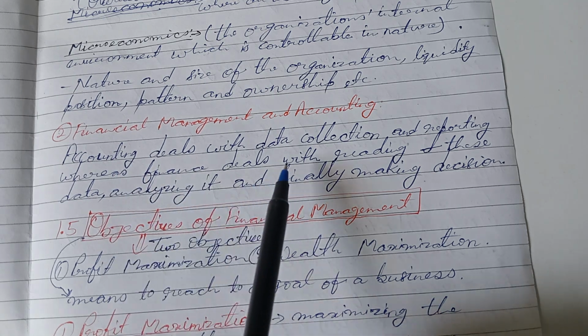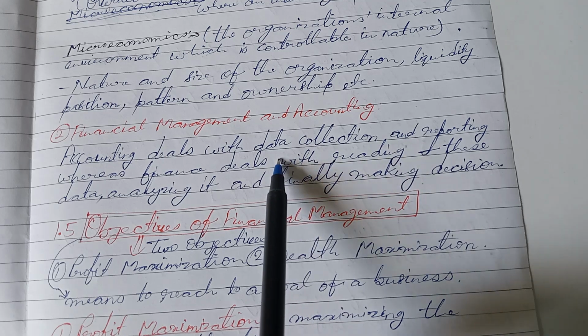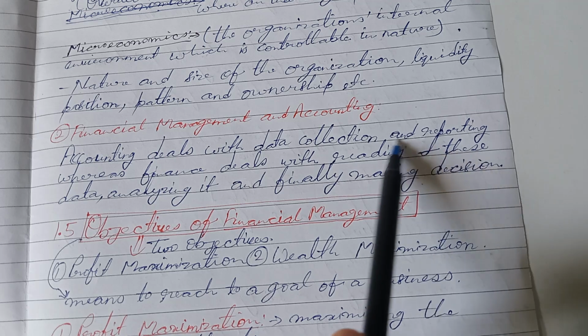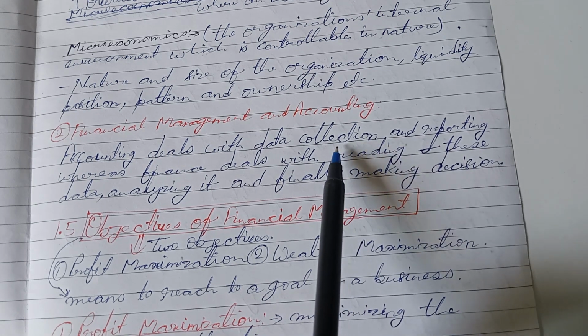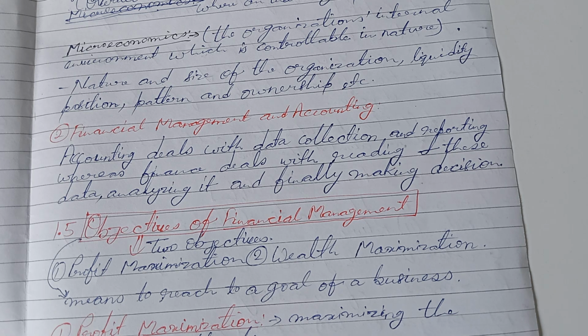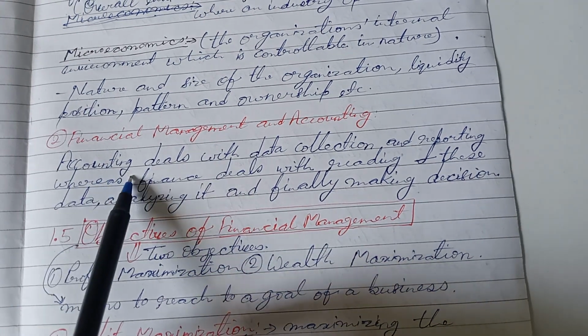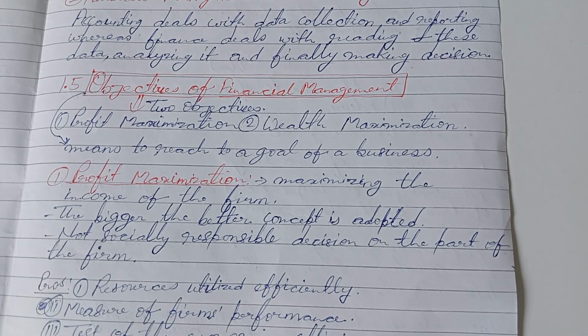If you do not have the accounting information, then you cannot make financial decisions. That's why accounting deals with data collection: we collect the data regarding finance and report it. Finance then deals with reading this data. It means whatever data collection and reporting have been completed by accounting are used by finance for analyzing and finally making decisions. That's how financial management and accounting are related with each other. I hope that is clear. Then we can move on to the next point, as you can see on your screen, objectives of financial management.